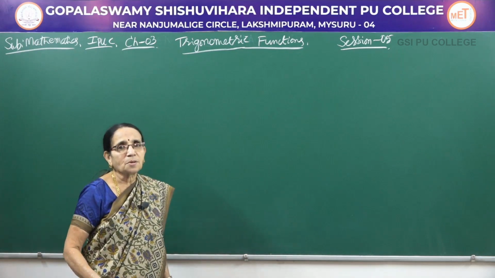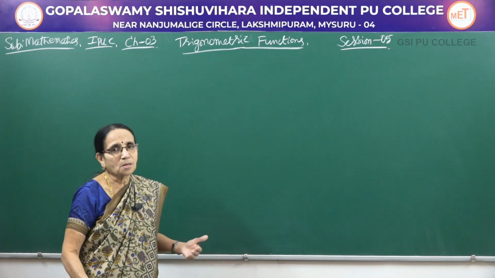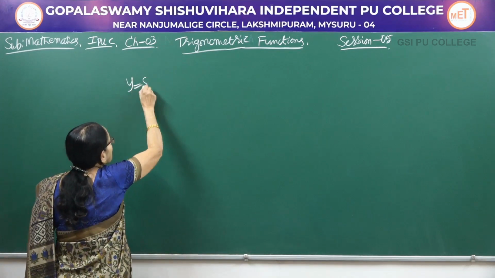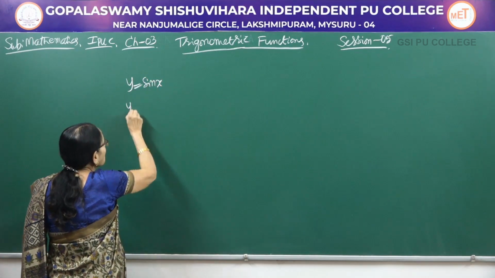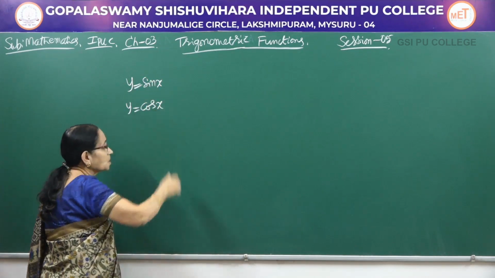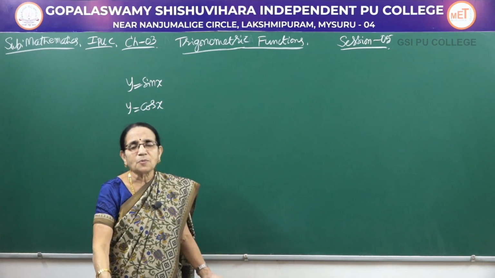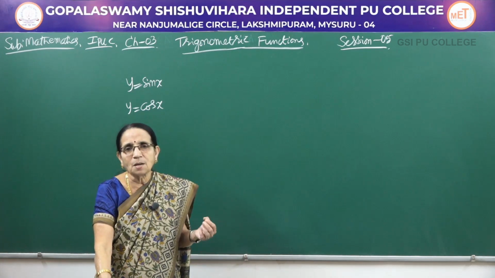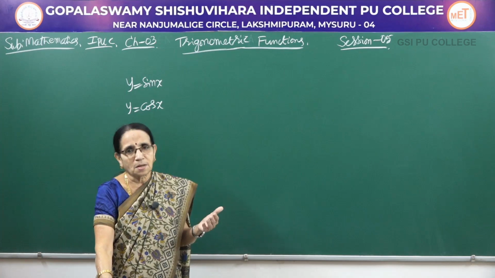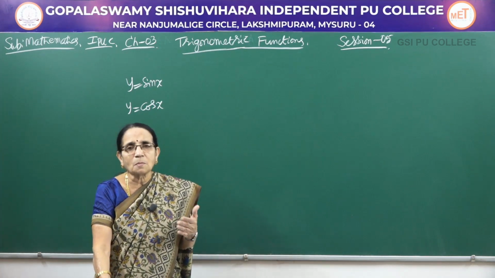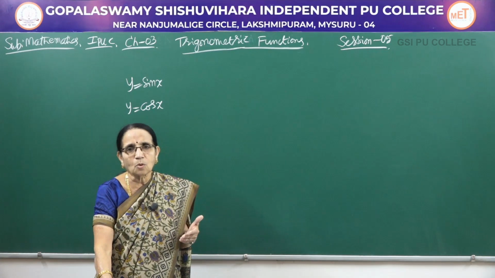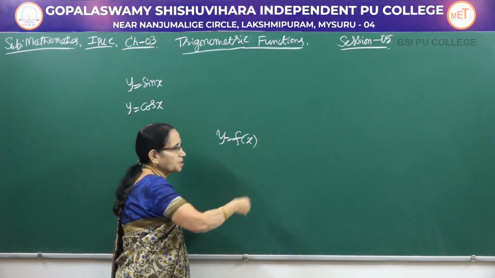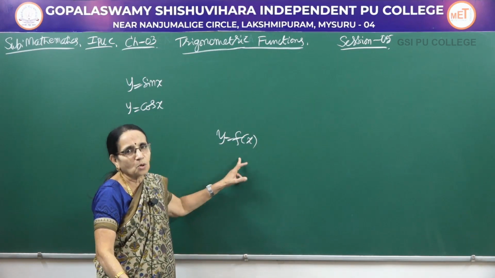Now, here I am considering trigonometric ratios as functions. You take the trigonometric functions y equal to sin x and y equal to cos x. I hope you remember the definition of a function which I taught in the previous chapter. That is, if an element belonging to the first set A, the domain, is associated with some element of the second set, which we call the codomain, under the function f, generally we write it as y equal to f(x). f is a function from the domain to the codomain.